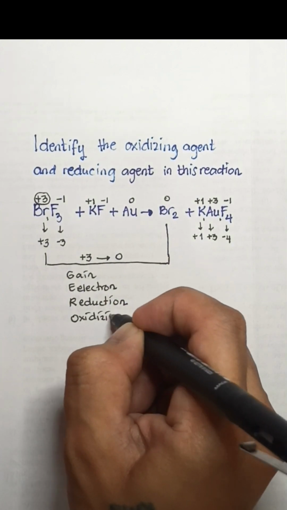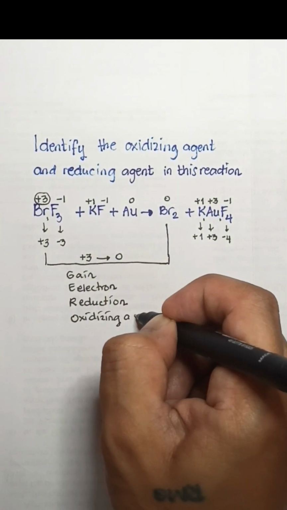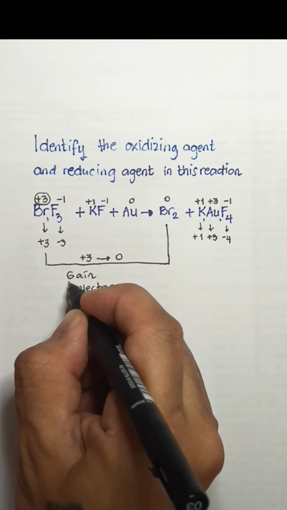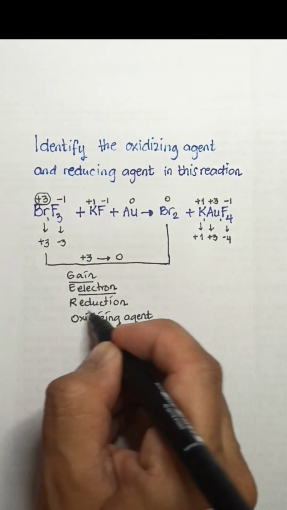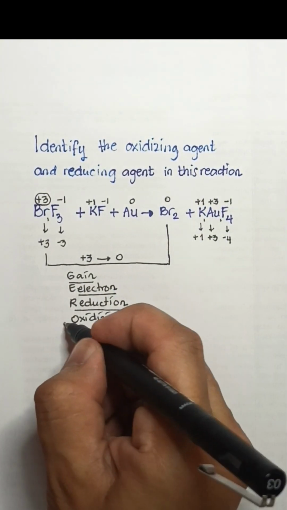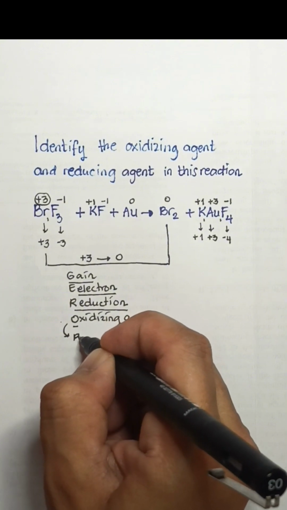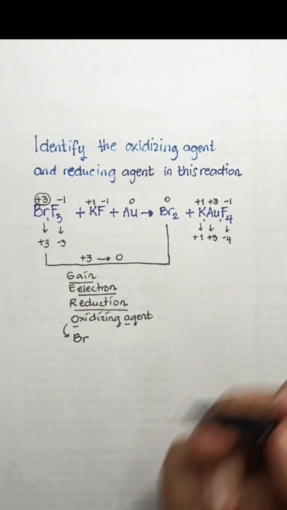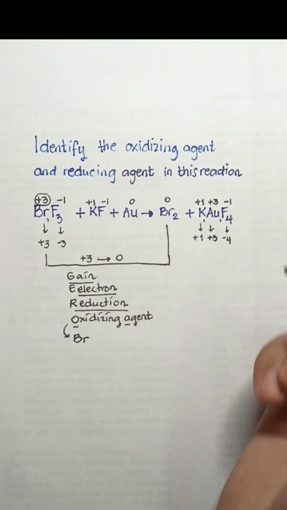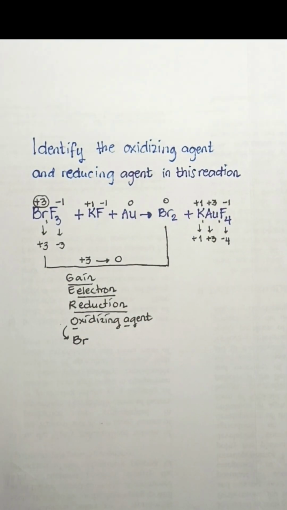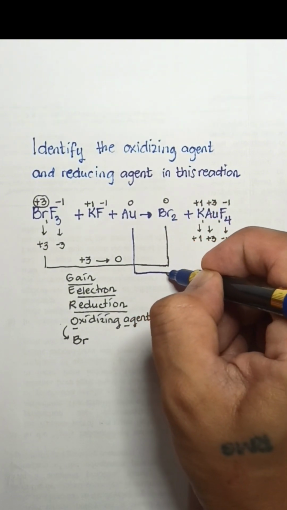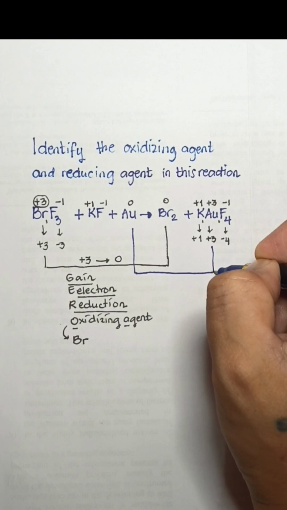This is the oxidizing agent. Bromine here is our oxidizing agent. Now it's clear to us that the other element must be the reducing agent. And we will prove that one by tracing how the oxidation state was raised from a lower value to a higher value. That is in the case of gold. Gold from 0 to +3.